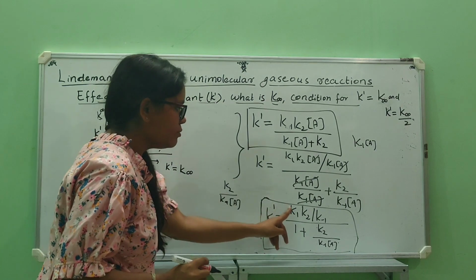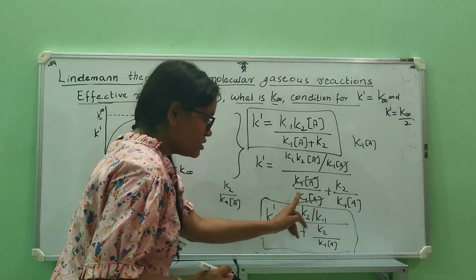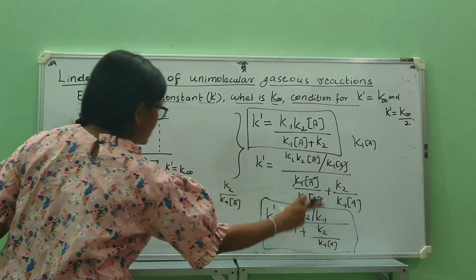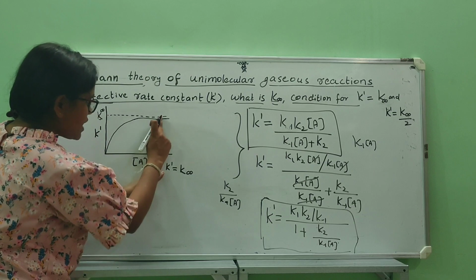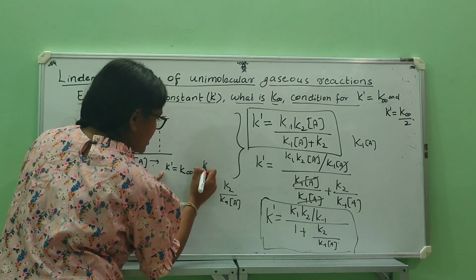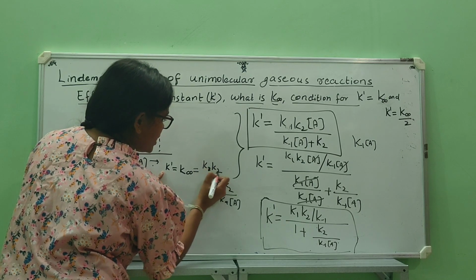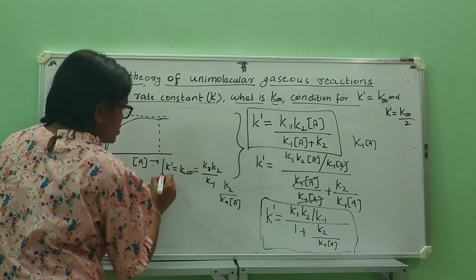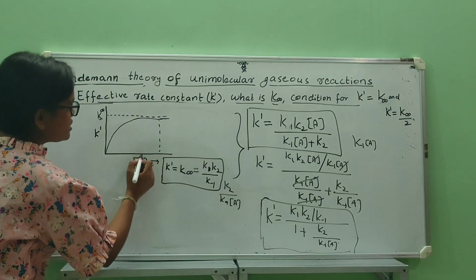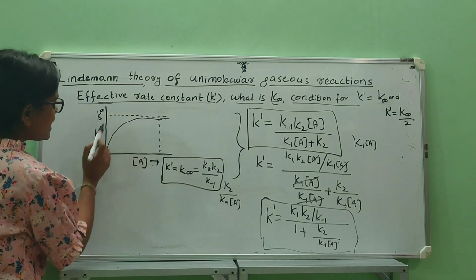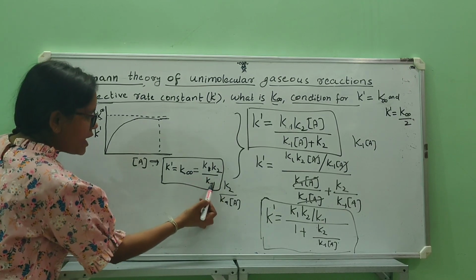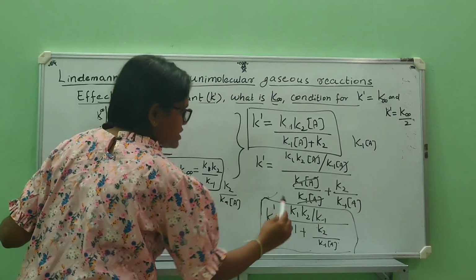So K dash will become K1 into K2 by K minus 1 at high pressure or high concentration of gas. So at high concentration of gas, K dash is equal to K infinity, which is equal to K1 into K2 by K minus 1. So this is the expression for K infinity. At high pressure condition or high concentration of gas, K dash becomes equal to K infinity, and the value of K infinity is K1 K2 by K minus 1, and that we obtained from this equation.